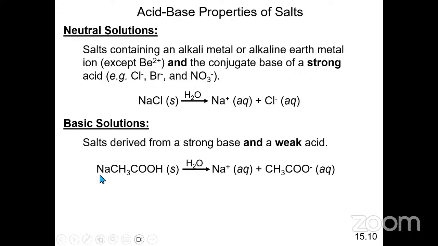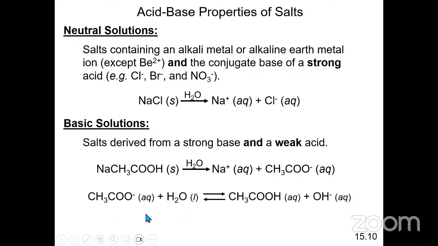And when this dissolves in water, it completely dissociates to form these ions. Now, the thing about the sodium, as we said before, is that the sodium will not react with water to cause any change in the pH. However, the acetate ion is a strong enough base such that it can react with water to produce the hydroxide ion, right? And as a result of that, the resulting solution will be basic, all right?